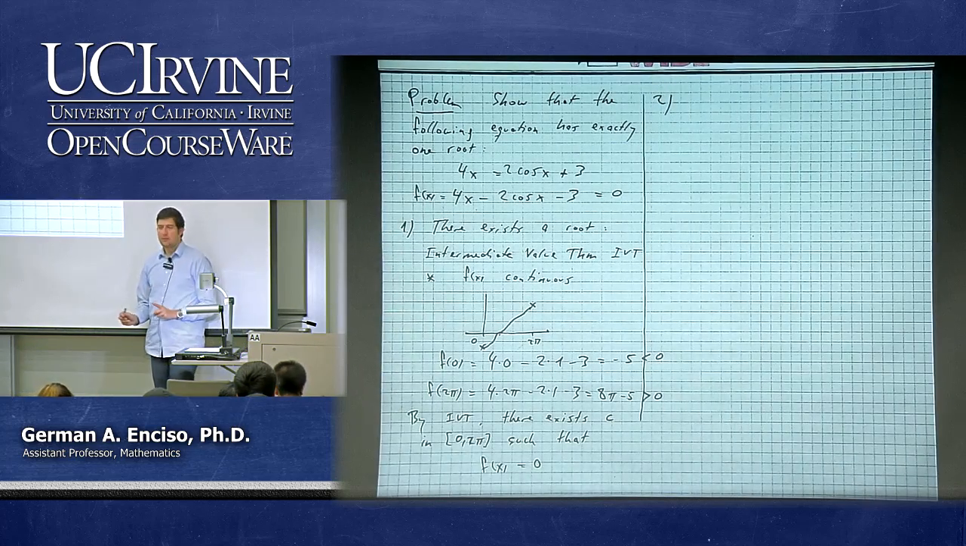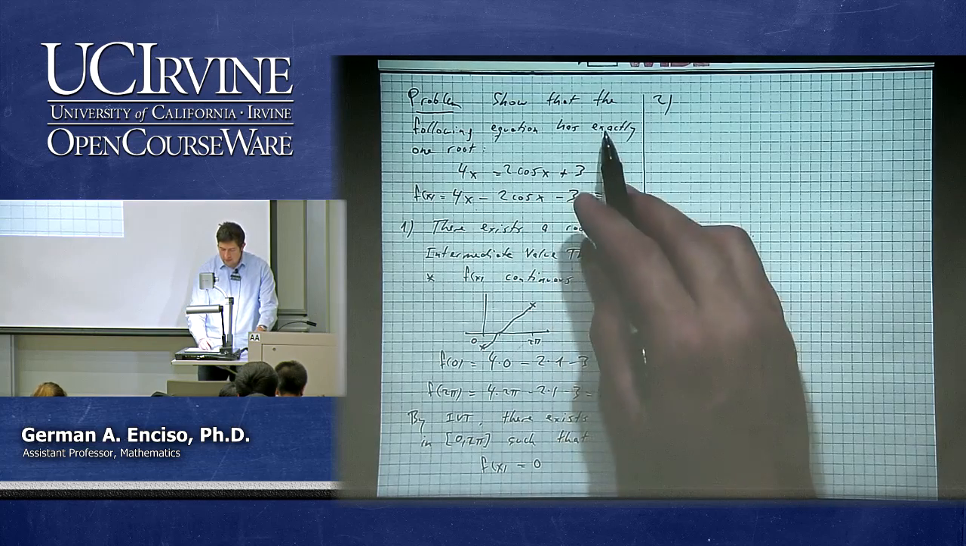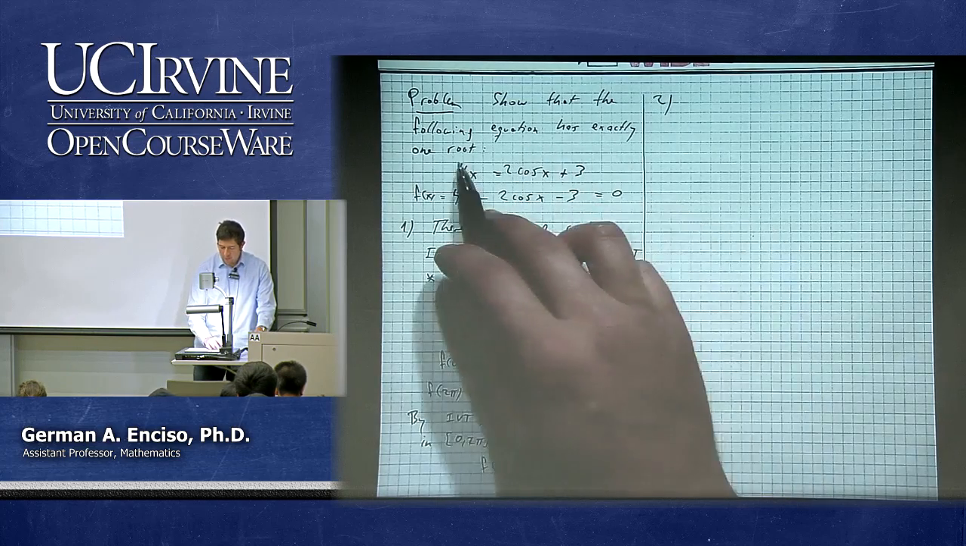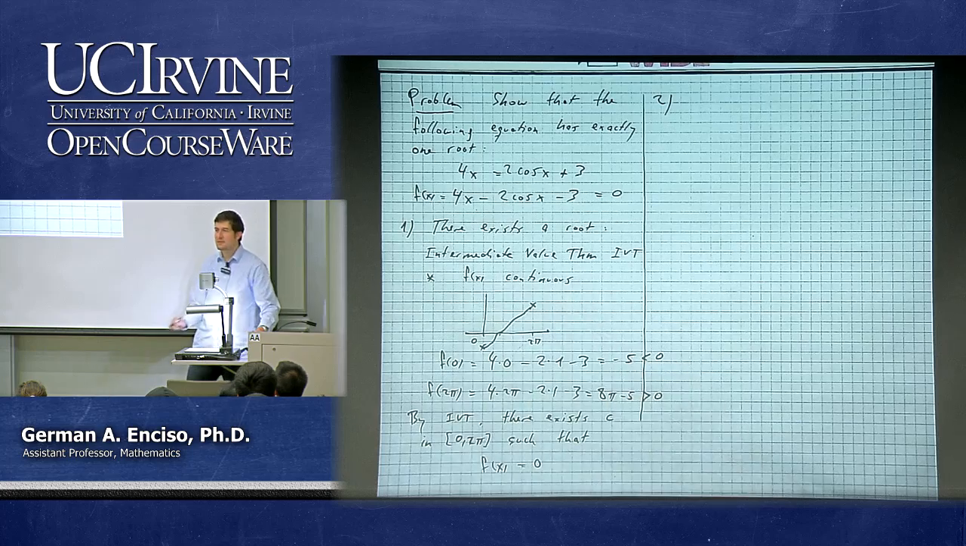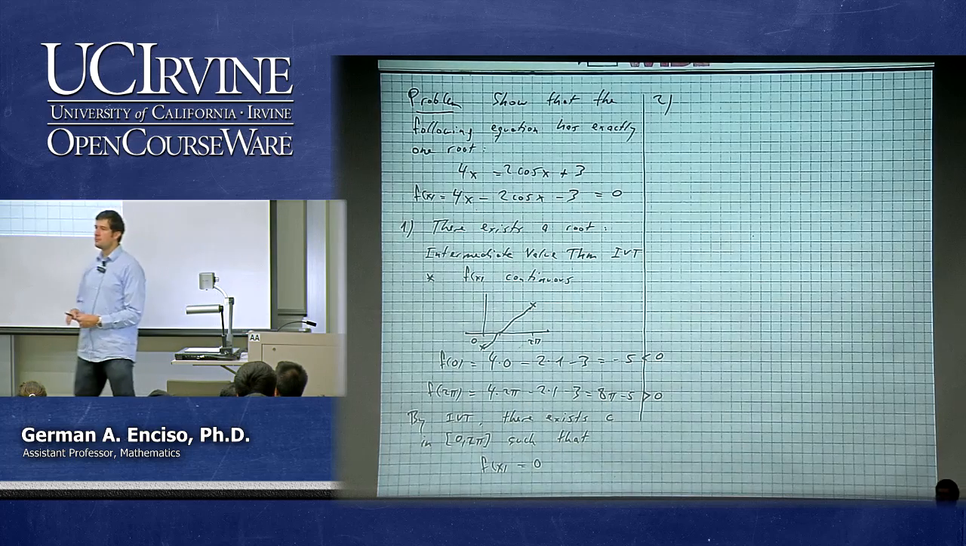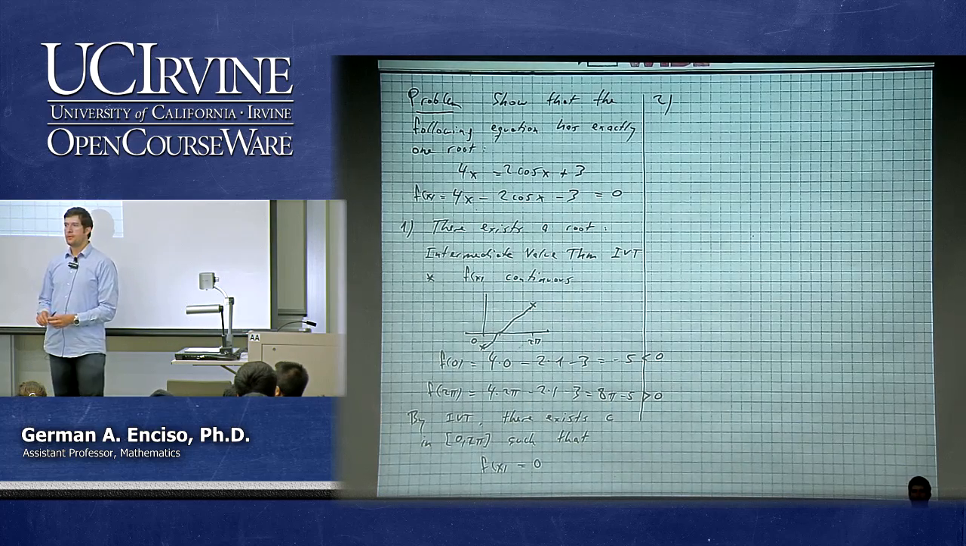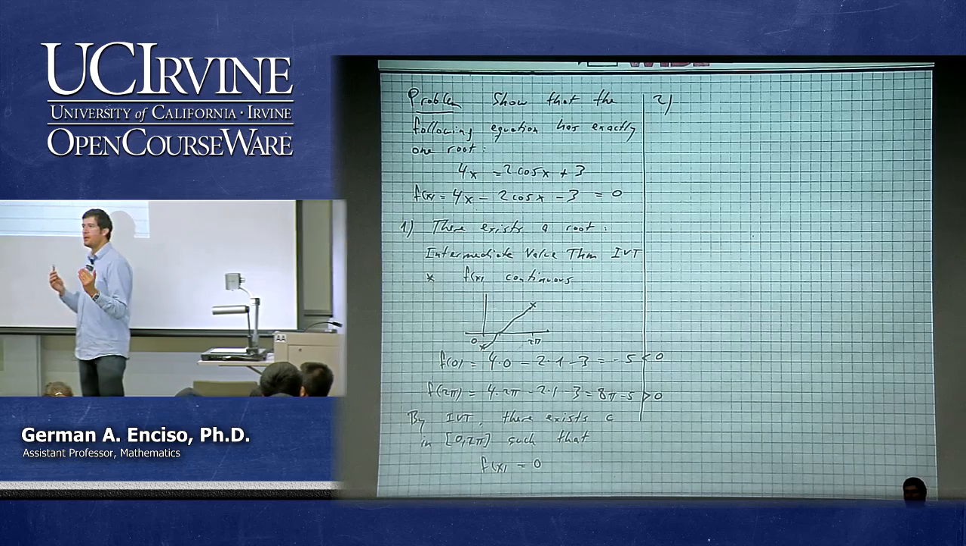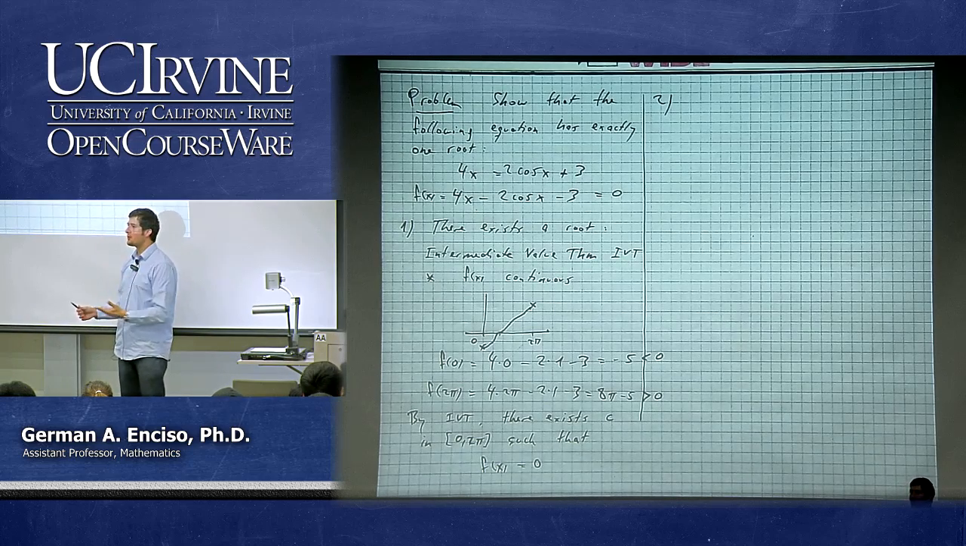The second part, okay, you need to look at the question carefully. Has exactly one root. How is that different from showing that there exists a root? What's the difference between there exists a root and it has exactly one root?